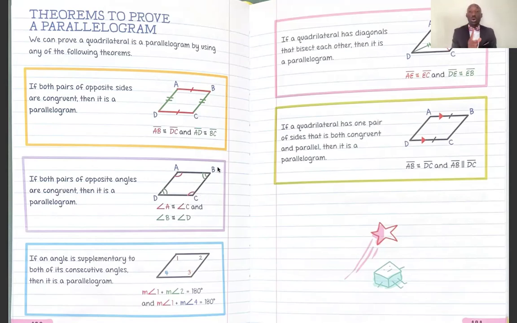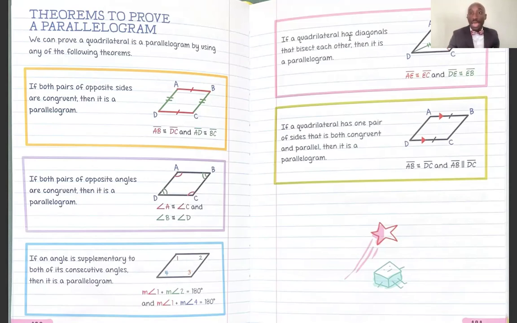It only takes one of these. If one of these is true, then it's a parallelogram. You only need one. If an angle is supplementary to both of its consecutive angles, right? So 4 and 1, 4 and 3, because 4 has two consecutive angles, 1 and 3. Then it's a parallelogram if they're supplementary. So if 4 and 1 add to 180, 4 and 3 add to 180, it's a parallelogram because you automatically know that 4 and 2 are going to be the same.